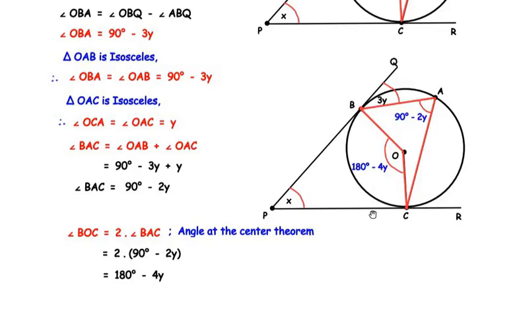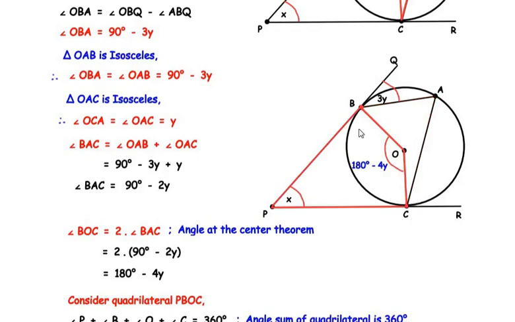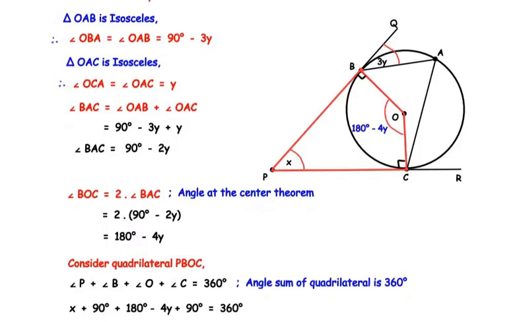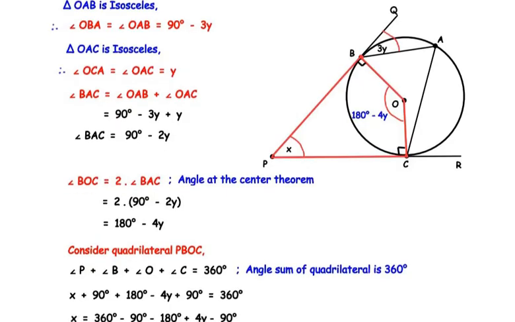Now let us focus on this quadrilateral PBOC. In this quadrilateral, we know that the value of angle B and C is 90 degrees, by the radius tangent theorem. And by using the angle sum property of the quadrilateral, let us now add all the angles of this quadrilateral. So angle P plus B plus O plus C is equal to 360. That is, the angle sum of the quadrilateral is 360. Now angle P is given as x, plus angle B is 90, plus angle O we got as 180 minus 4y, plus angle C is 90, is equal to 360 degrees.